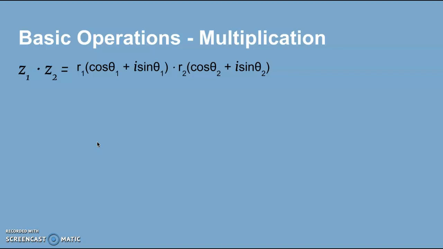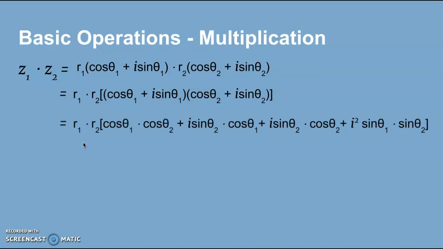And now I'm going to derive for you a formula, so I'm going to do a little algebraic manipulation. I'm moving the r1 times r2 out in front, and then multiplying cosine theta 1 plus i sine theta 1 times cosine theta 2 plus i sine theta 2. So that's just the commutative property. I move things around a little bit. Now I'm going to expand out those two binomials by multiplying them.